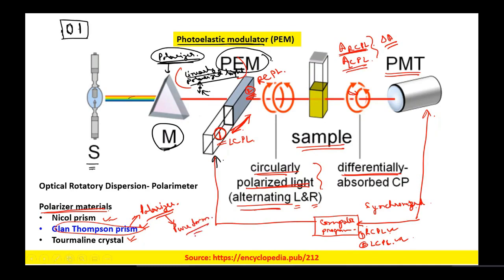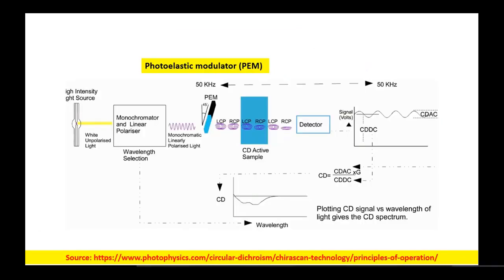Okay, this is the thing. So again, if you see the same thing, just to show you in a much better manner, you have the light source, which is unpolarized light. Then you have the monochromator and the linear polarizer, and accordingly you will also have the wavelength selector over here. Then monochromatic light is being generated.